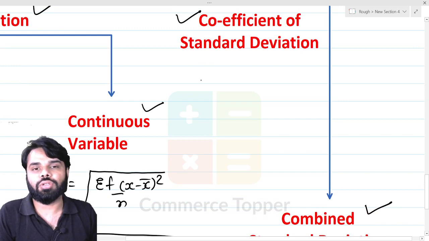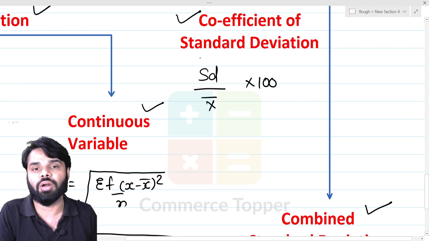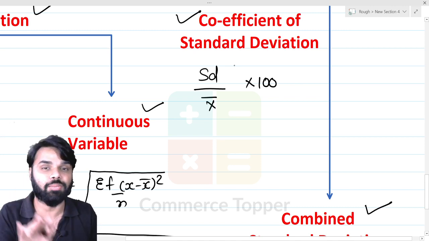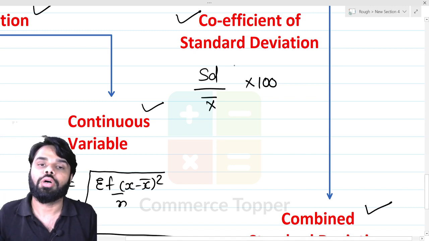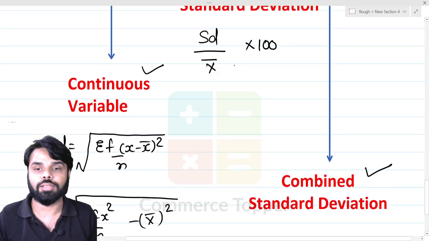Coefficient of standard deviation. This is a very simple formula: standard deviation divided by x bar. If you want the coefficient of standard deviation in percentage, then you need to multiply it by 100. If you want the answer in decimal, then you just use the simple formula, standard deviation divided by mean, and you will get the answer.